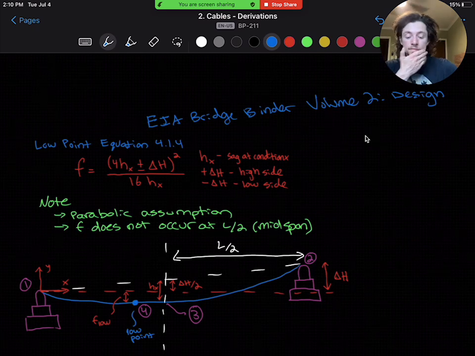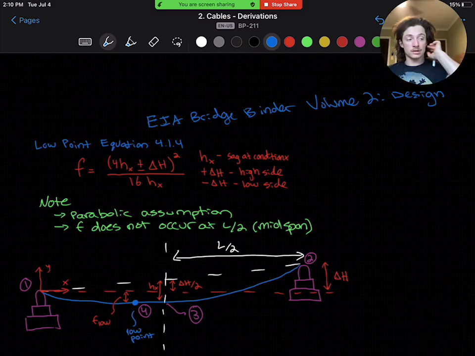So in the diagram here, we have a typical bridge profile. Delta H is the vertical distance between the two towers. H sub x is the sag value, or the vertical distance from the chord drawn between the two towers to the cable at midspan. And x represents the fact that we have different sag conditions: construction, hoisting, dead load, or live load, or total load. And I'll urge you to reference the Bridge Binder Volume 2 design for more information on these conditions and when they occur. F low is our distance from the low tower to the low point on the cable, and this is what we're interested in deriving.